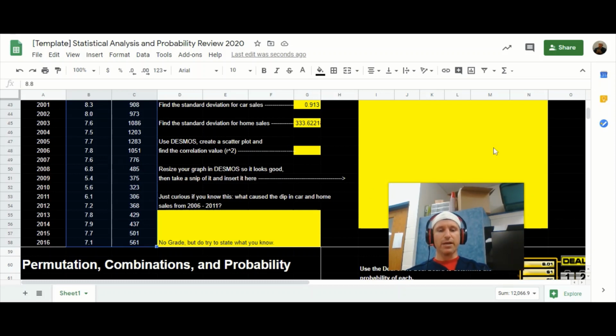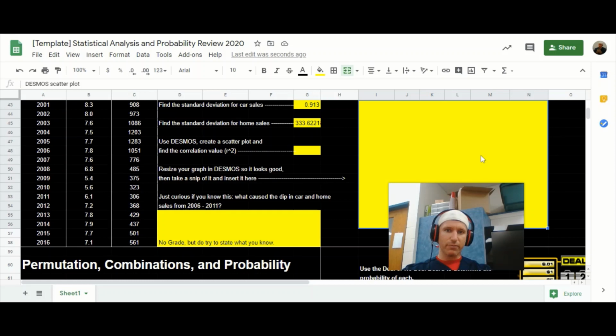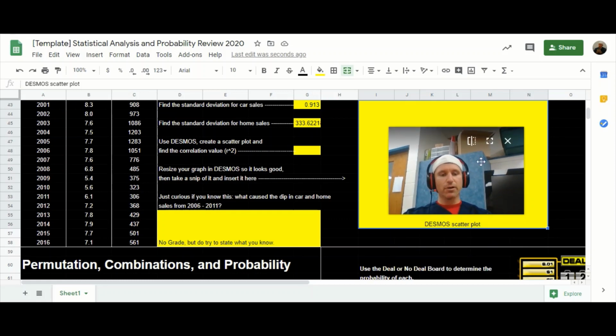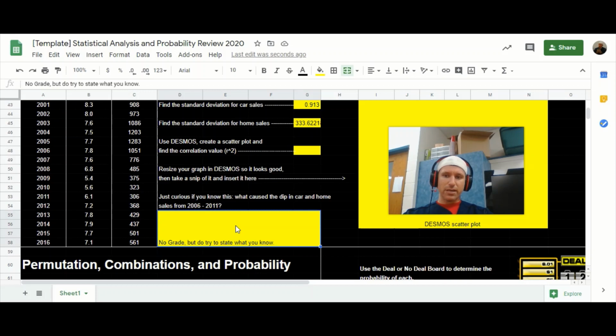And once you have that and have labeled your x and y axis, of course, I want you to take a snip and put that graph right here. That's going to be done on your own. I'm going to come back tomorrow with mine so you can see it. Let's see how you guys do with that as well. Shouldn't be too bad. And then to round out today, you need to answer this question.